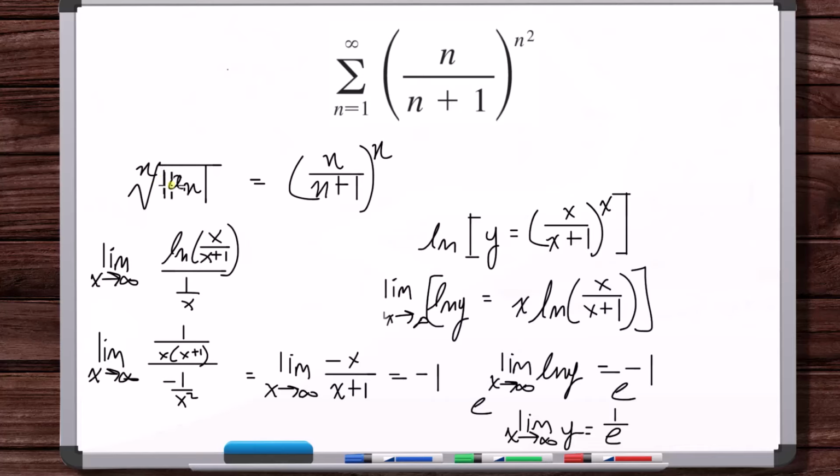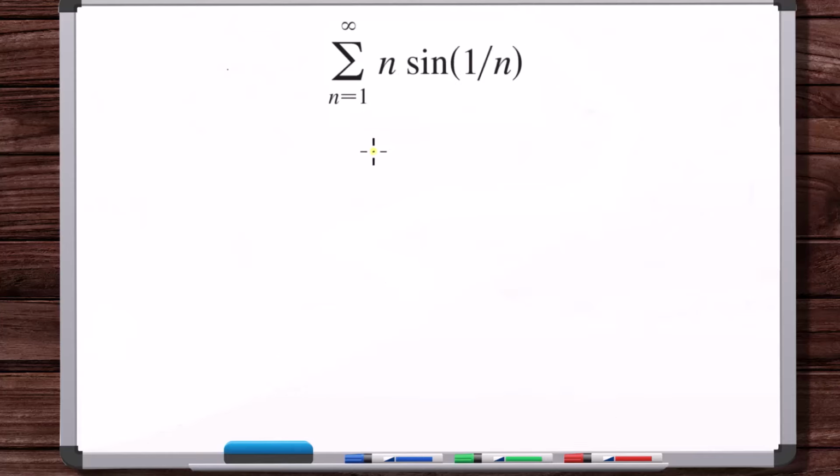The nth root of the absolute value of a sub n, that limit is 1 over e. That's less than 1. So this is convergent. Well, by the root test, it's absolutely convergent, which means it's convergent.